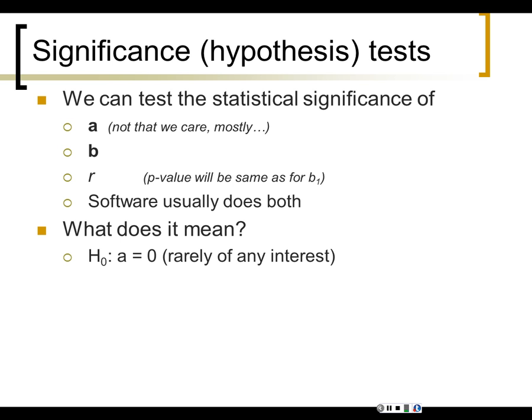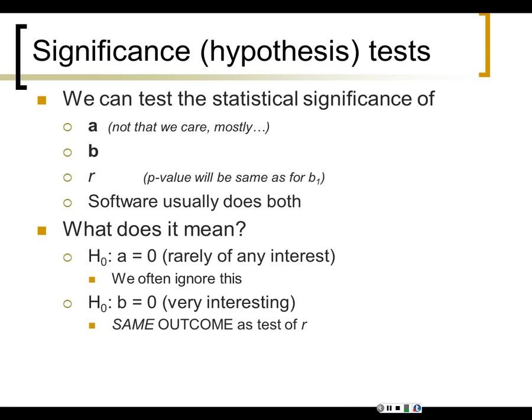Well, it's rarely of any interest to test a null hypothesis that A equals 0. But it is very interesting to test the null hypothesis that B equals 0. Because if in the population the slope is 0, in other words, the correlation coefficient is 0. If the slope is 0, then the correlation coefficient is 0. If the slope is positive, then the correlation coefficient is positive.